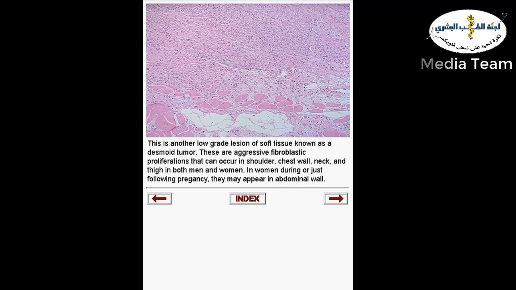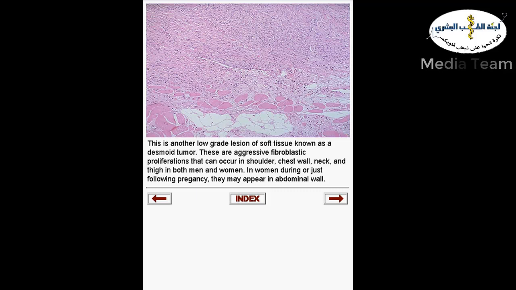So the most common problem in these lesions that we are afraid of is actually recurrence. We are not afraid of mets or malignant transformation. It's only recurrence and local aggressive behavior. Now, we have types of desmoid. It's either abdominal, intra-abdominal, or extra-abdominal. The abdominal type means it's affecting the abdominal wall, and it happens in pregnant women, okay?